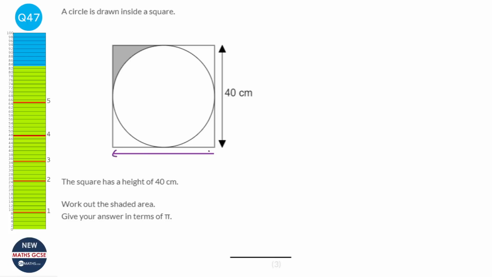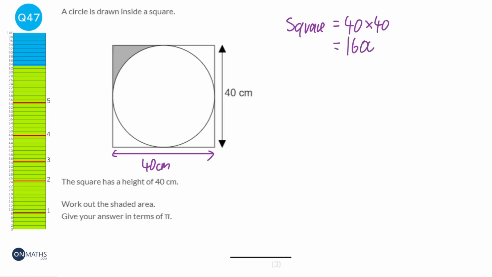First thing we notice is that there is a square here, so we can work out what this length is going to be. It's also going to be 40 centimeters. Whenever we're working out the area of a shaded area, we're normally working out the area of two shapes and subtracting one from the other. And this question's really no different. So we're going to start off working out the area of the square. All we need to do for that is 40 times 40, which will be 1,600 centimeters squared.